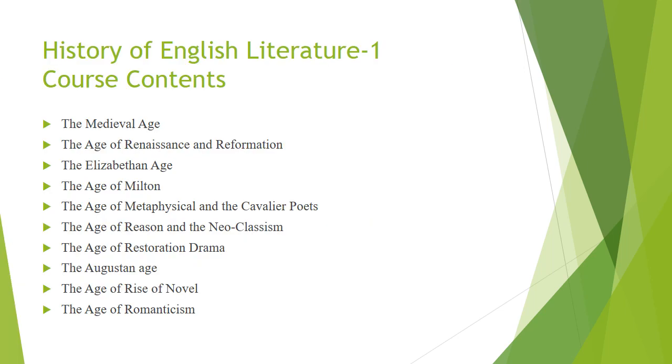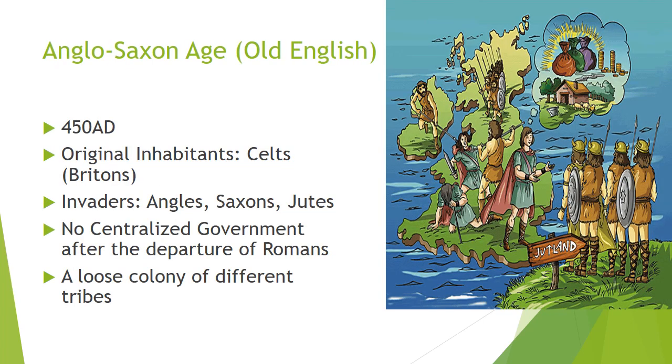Students, here you can notice a list of different contents that you have to cover in this course. Number one is the medieval age, and today's lesson is about the first part of the medieval age, that is Old English period or Anglo-Saxon age of English literature. The time period of this age is 450 AD, and the original inhabitants of that area were Celts or Britons.